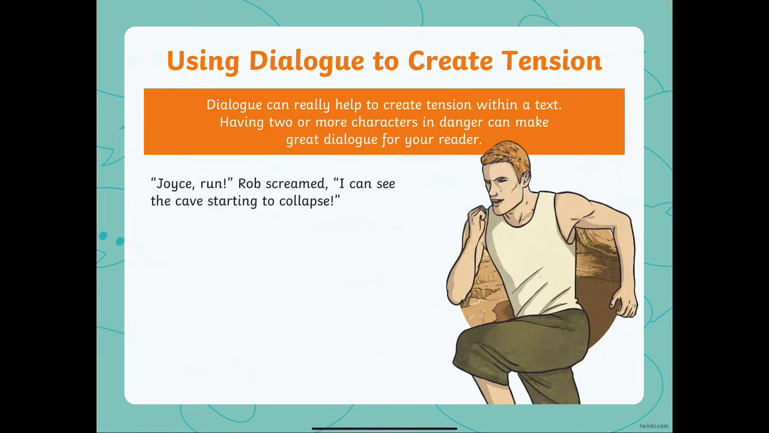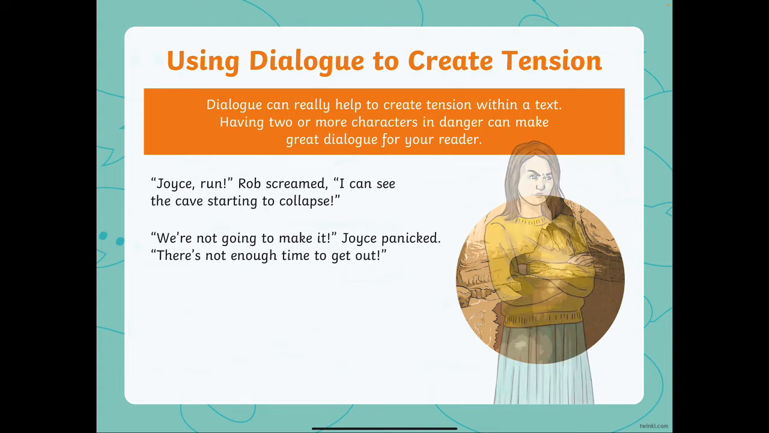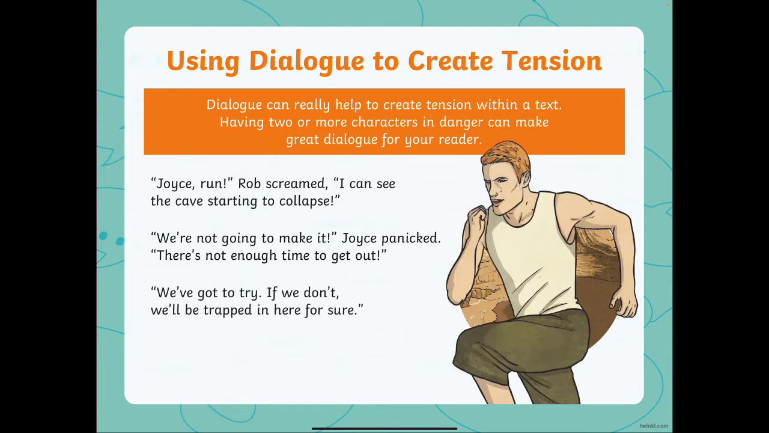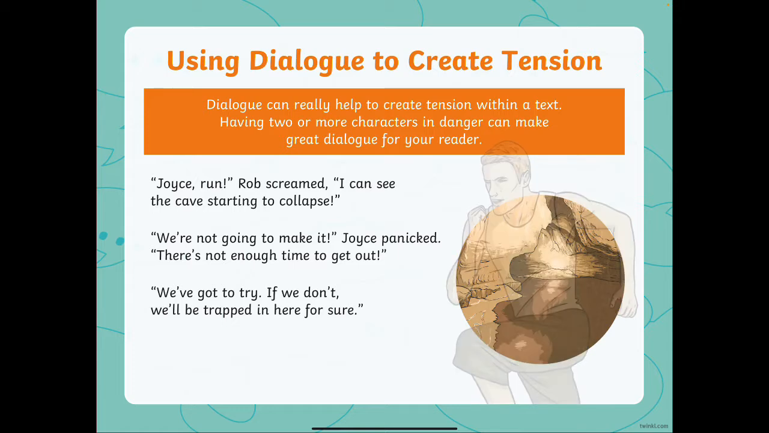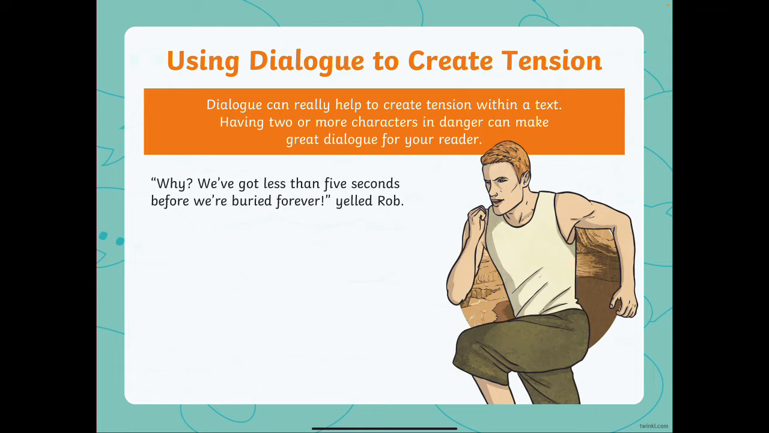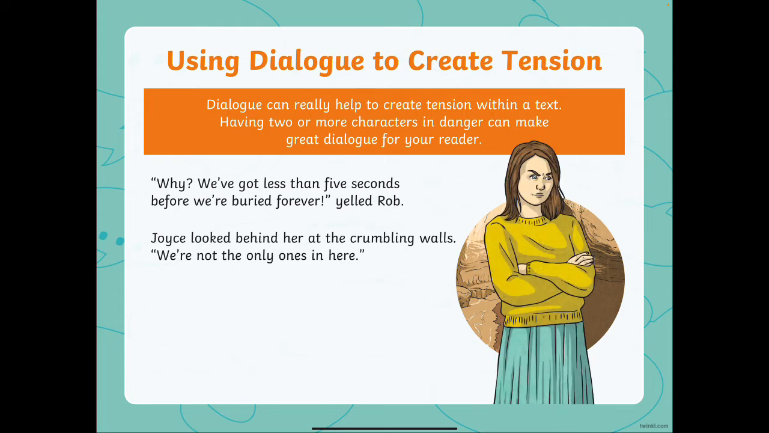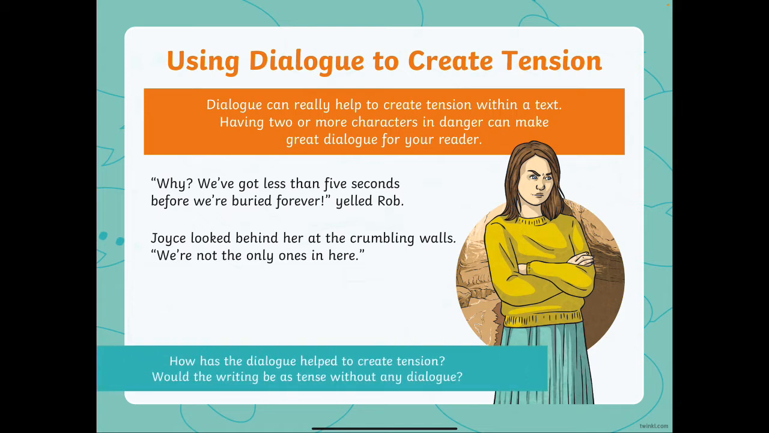"Joyce, run!" Rob screamed. "I can see the cave starting to collapse." "We're not going to make it," Joyce panicked. "There's not enough time to get out." "We've got to try. If we don't, we'll be trapped in here for sure." "Wait," said Joyce, screeching into a sudden stop. "Why? We've got less than 5 seconds before we're buried forever," yelled Rob. Joyce looked behind her at the crumbling walls. "We're not the only ones here."